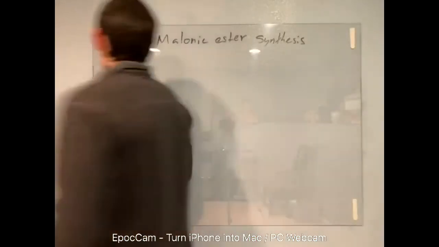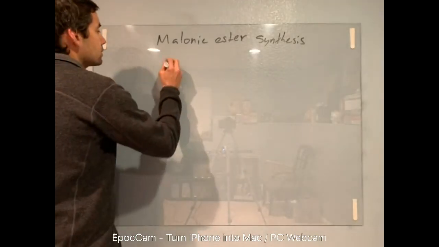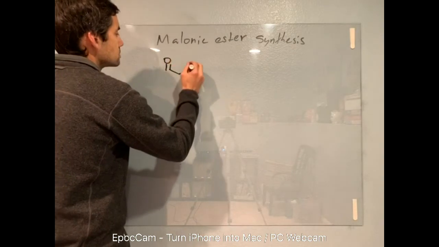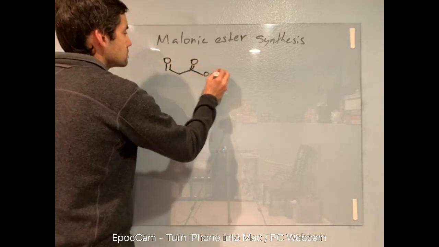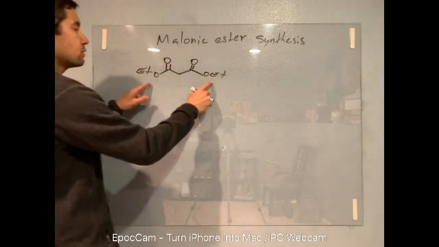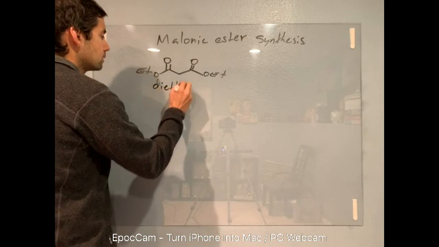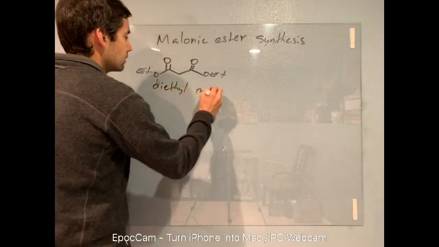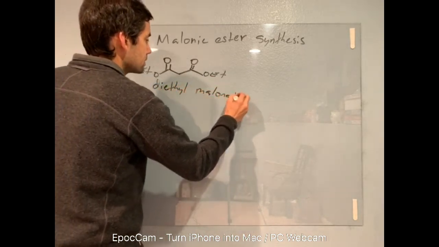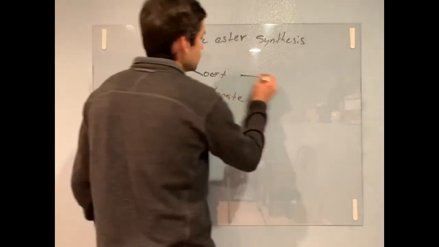So with our Malonic ester synthesis, we're going to start with an ester. And we're starting with this ester that has these two ester groups here. This is going to be our diethyl malonate. Okay, diethyl malonate here. And what we're going to do with this is we're going to do 3 steps.